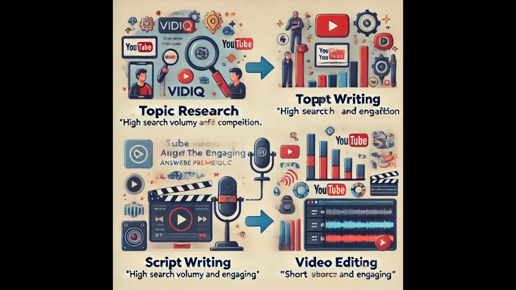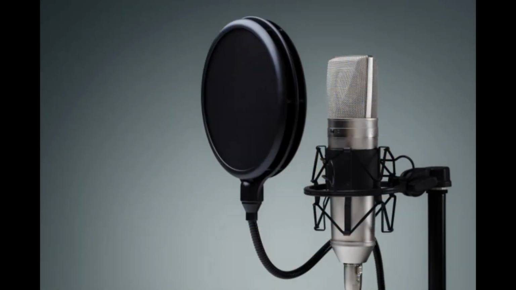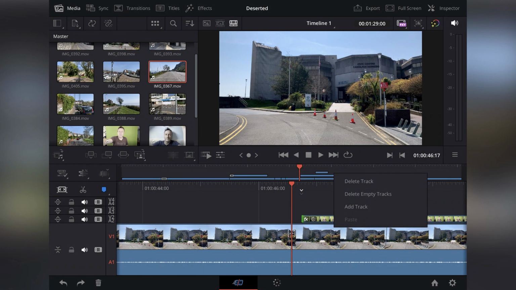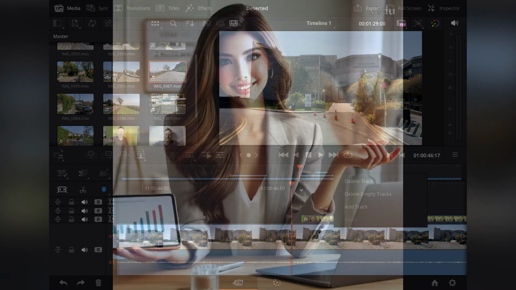Number 3, voiceover. Use AI voice generators or hire professional voiceover artists. Tools: Murf.ai, Speechelo, ElevenLabs. Number 4, video editing. Use freelancers or software for editing. Recommended tools: Final Cut Pro, Adobe Premiere Pro, CapCut.